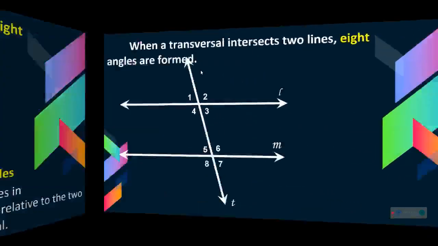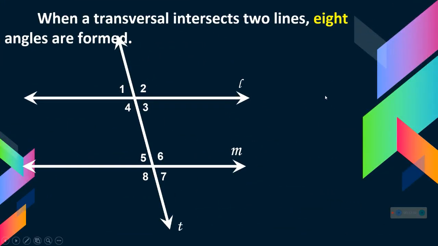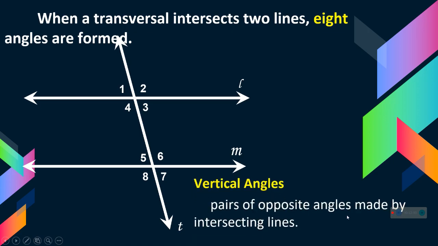Aside from those angle pairs, we also have, of course, the vertical angles. These are pairs of opposite angles made by intersecting lines. We have the first intersecting lines, line L with the transversal line, and the second one is line M with the transversal line T. Let's focus on the first one, on the upper portion. Again, vertical angles are pairs of opposite angles made by intersecting lines, and those are angles 1 and 3 and angles 2 and 4.